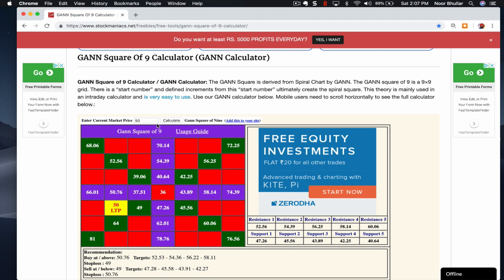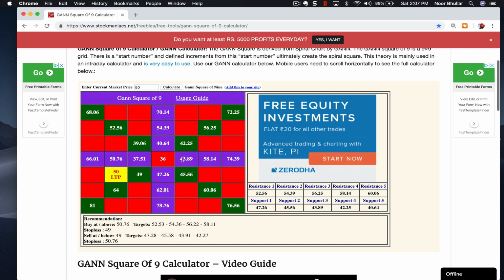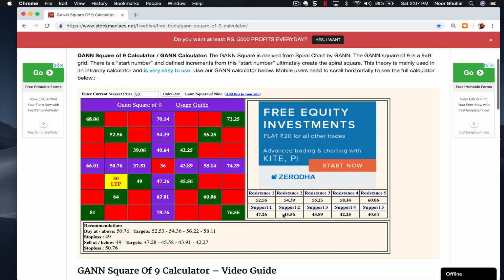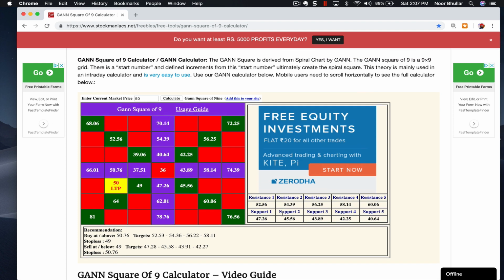Let's say the stock was trading at 50, and you input the number and hit calculate, and it gives you this number, like buy above 50.76, and it gives you these targets. And if it is sell below, which means you take a short position, then you have these targets defined. It also gives you these resistance and support points on the calculator.